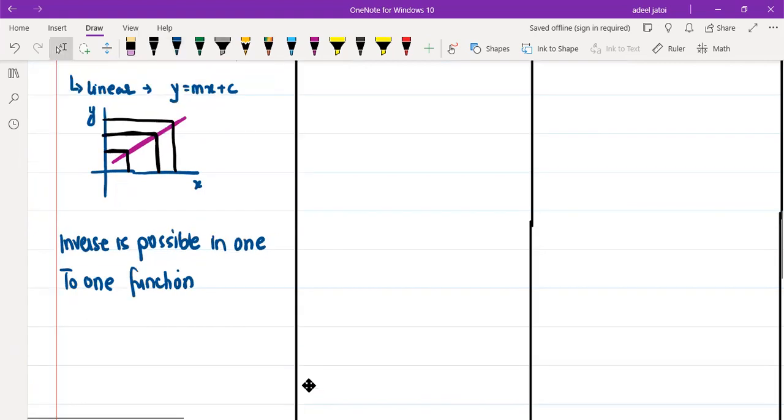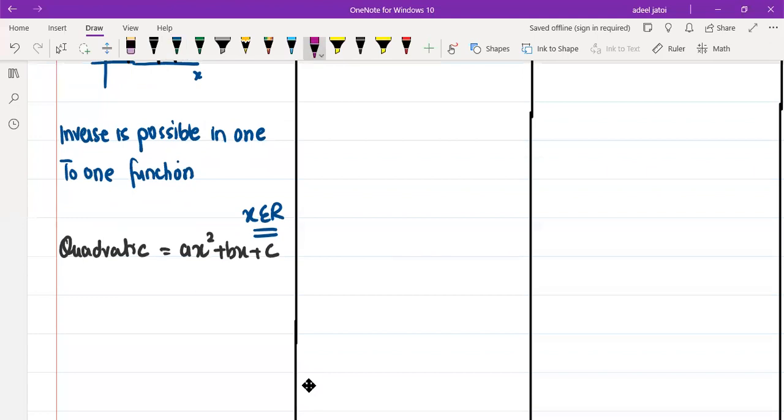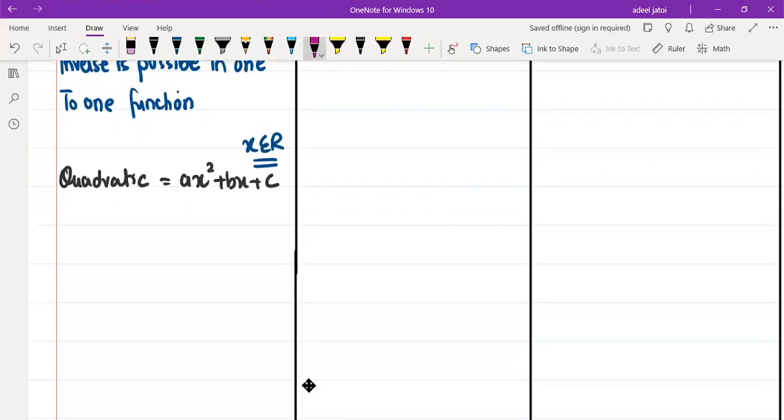But now the question is majorly based upon quadratics. The quadratics graph is made through ax squared plus bx plus c. And when the question is about x being an element of all the real numbers, that means any value of x can be taken into consideration. At that point, this is your x, this is your y, and you can have a curve because of quadratics.